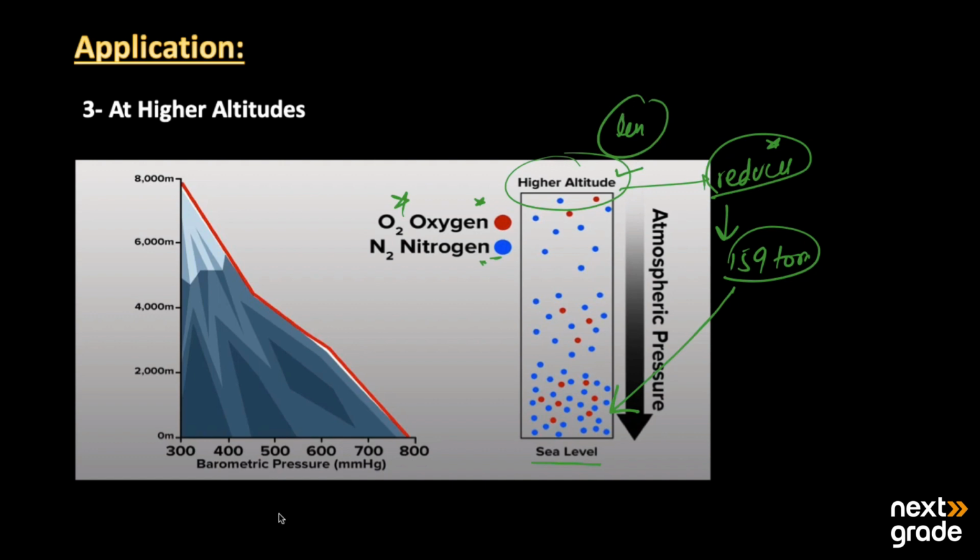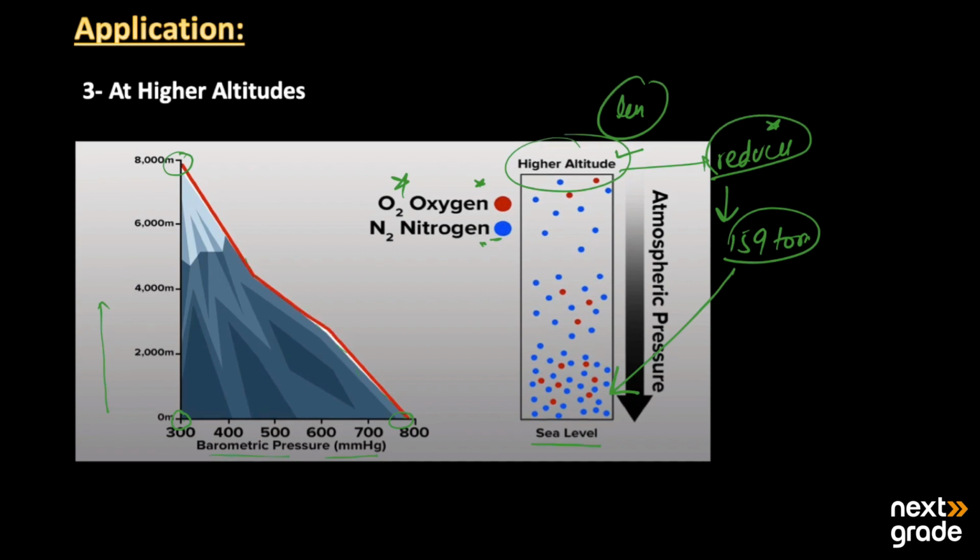For example, here we have the barometric pressure in millimeters of mercury along the x-axis, and this is the height or the high altitude. As we move upward, the pressure reduces from 800 to 300 as we reach the top of a mountain. So this is due to the difference in partial pressure of the gases.